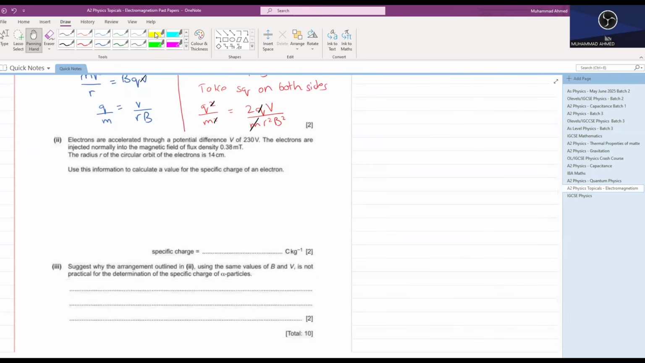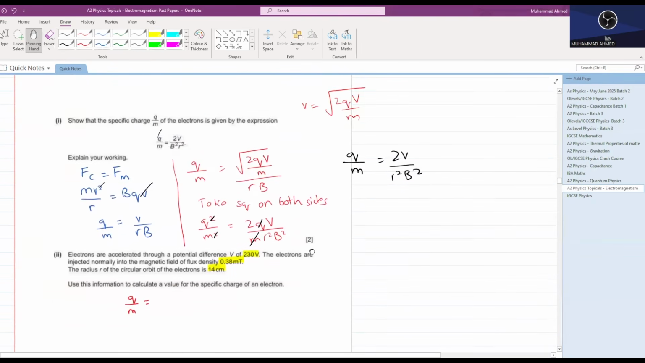Let's further move ahead. Electrons are accelerated through a potential difference of this. Electrons are injected normally into the magnetic field. This is your B. The radius r is this. Use this information to calculate the value of the specific charge, the q over m value we have to calculate for an electron.